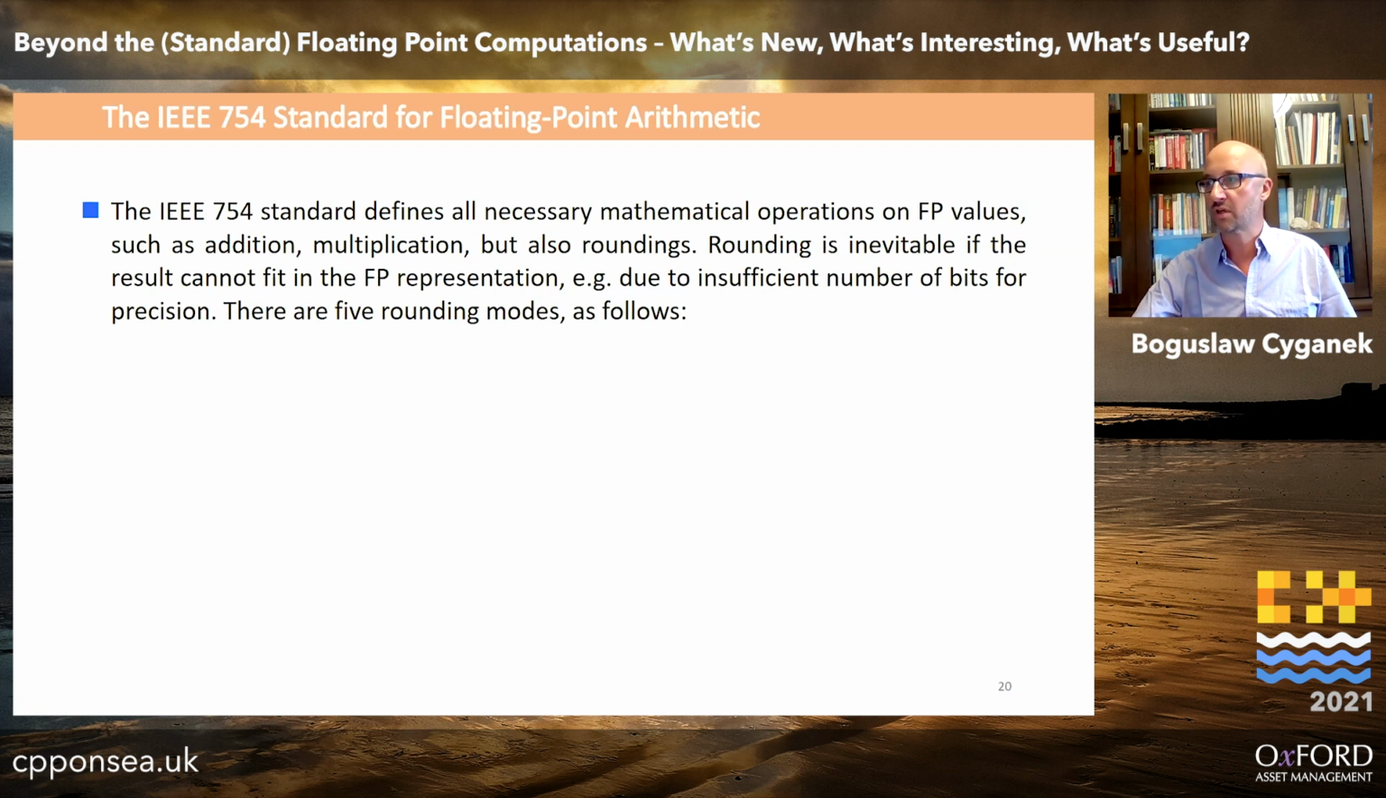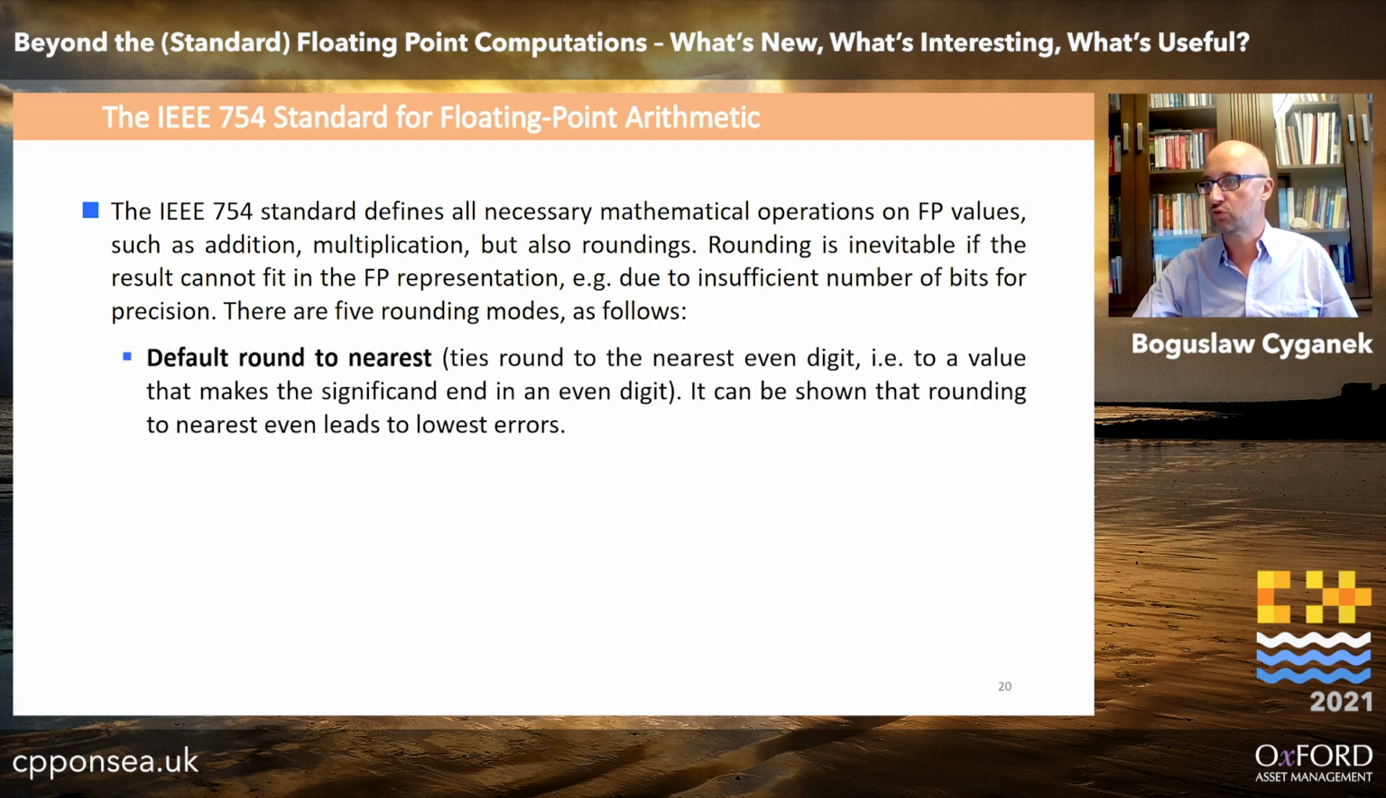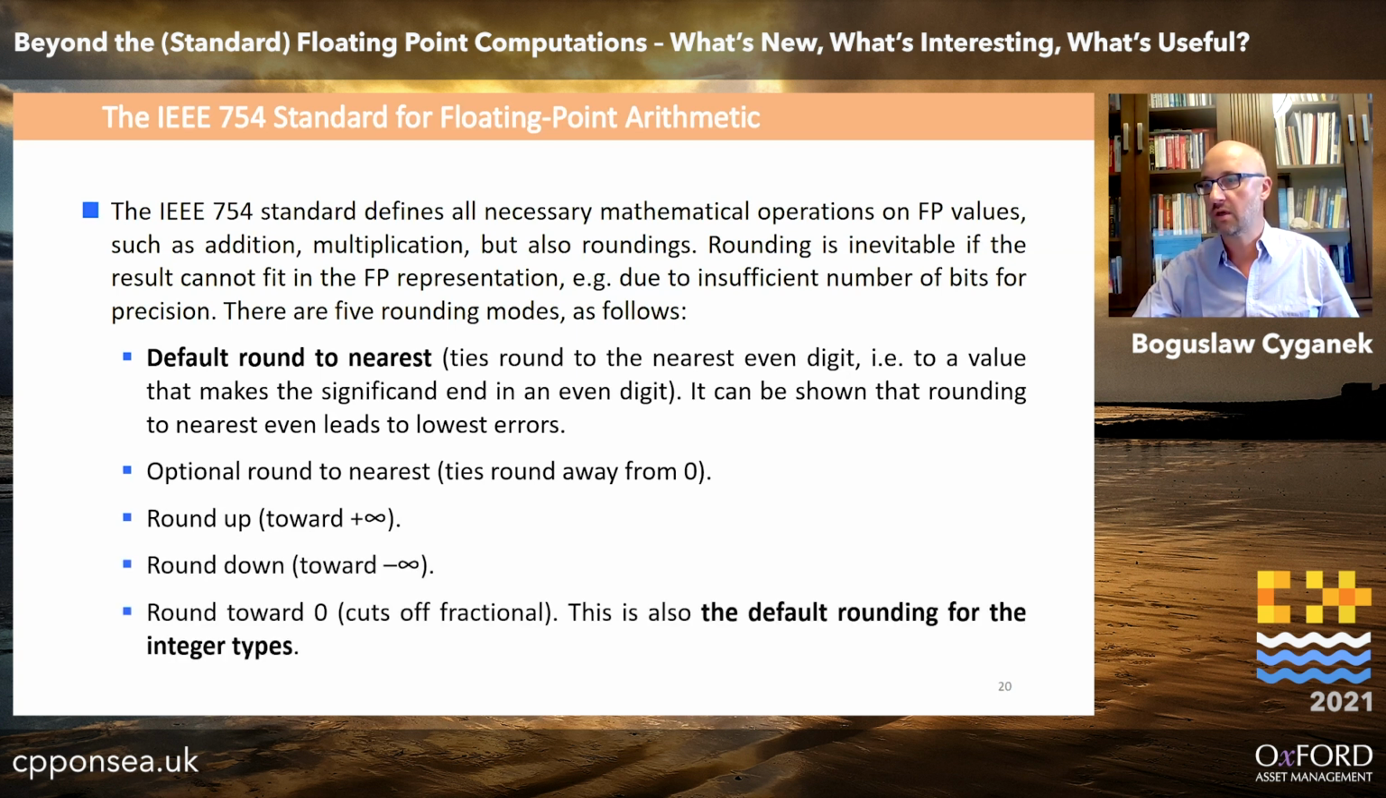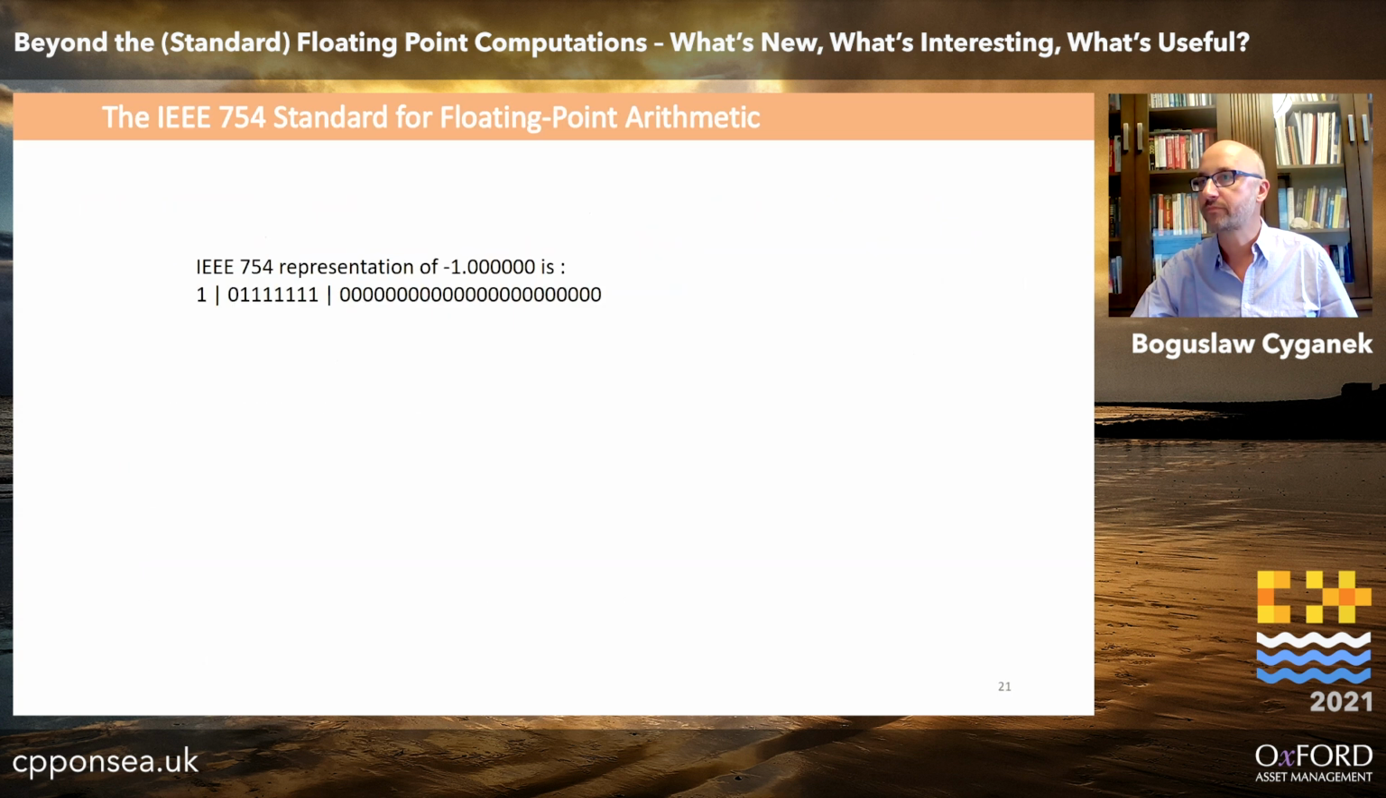And there are 5 rounding modes: the default, round to nearest, so the nearest value is chosen, and this is the default rounding, but also optional round to nearest, round up toward plus infinity, round down toward minus infinity, and round toward 0, which means a cut of fractionals, which is the default rounding for integers.